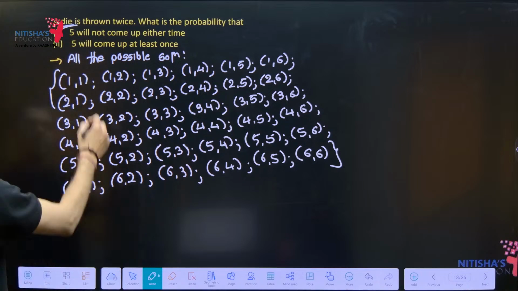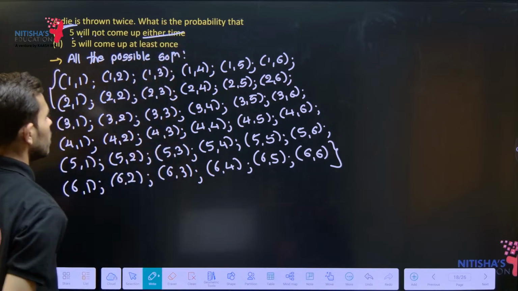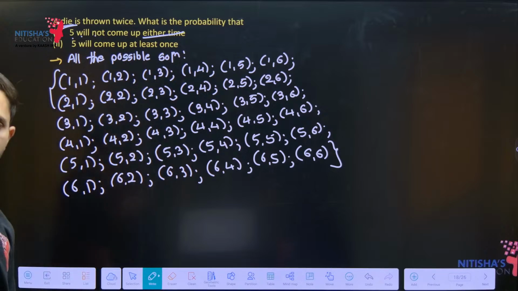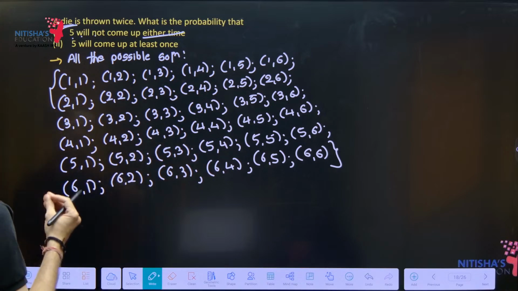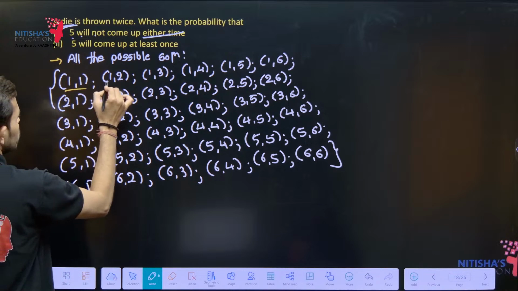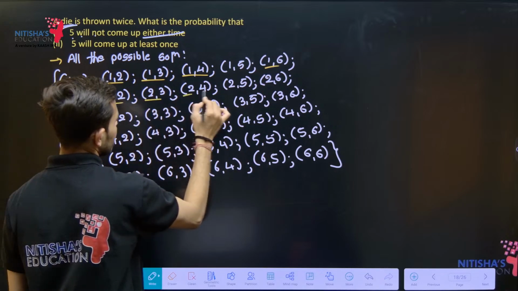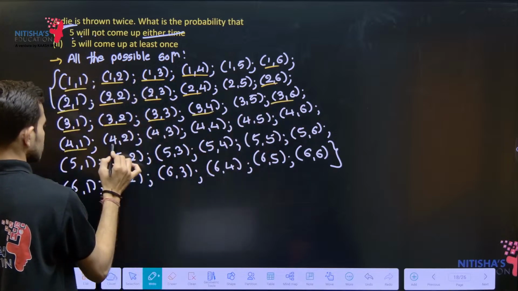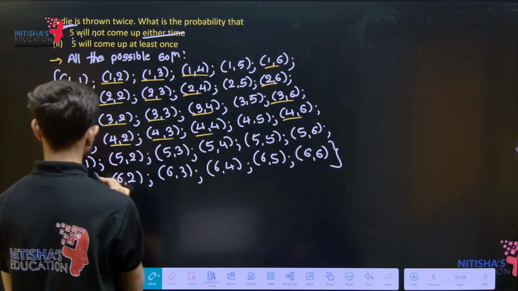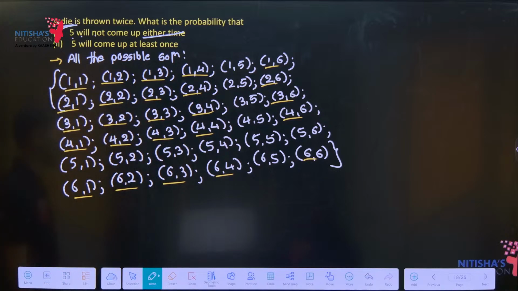ठीक है, अभी हमारे पास पहला क्वेश्चन है: 5 will not come up either time, मतलब कि 5 एक भी बार नहीं आना चाहिए, ऐसी प्रोबेबिलिटी क्या होगी. ऐसे कितने रिजल्ट है, तो देखो यहाँ पे है 1 2 3 4, यहाँ पे आ रहा है 5 6 7 8 9 10 11 12 13 14 15 16 17 18 19 20 21 22 23 24 25. तो ऐसे टोटल कितने हैं, 25.